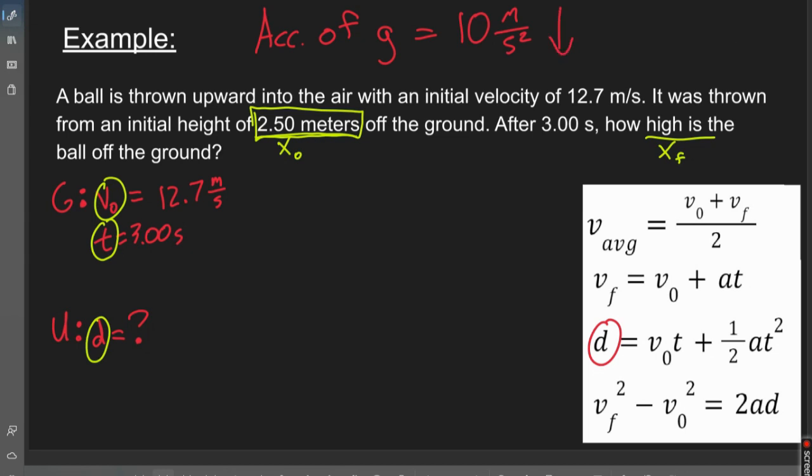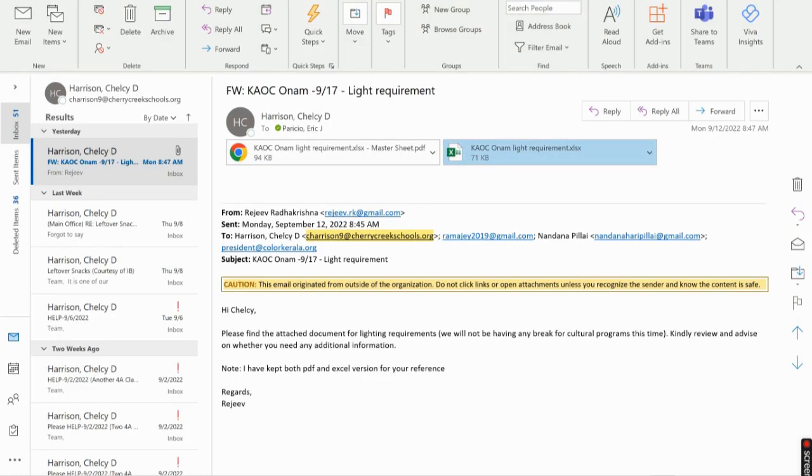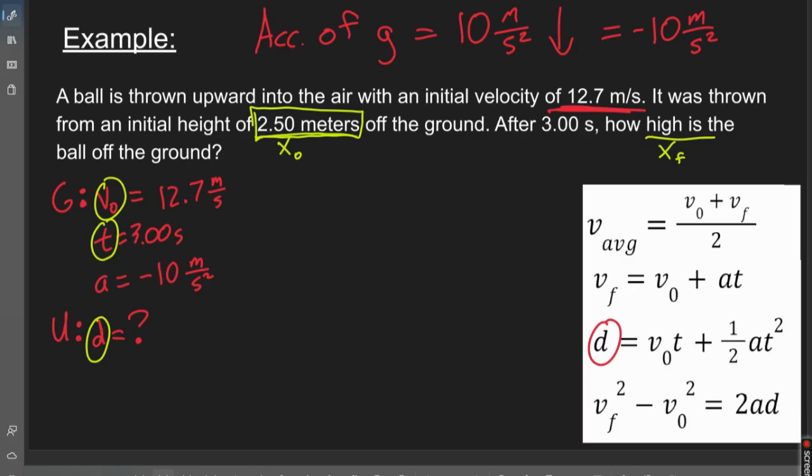Now, it's important to say down because, right, we just get to decide whether we want to call up positive or down positive. Well, we throw something up, so let's call up positive. So that means that since this is down, this has to be negative 10 meters per second squared. All right, so our acceleration due to gravity, negative 10 meters per second squared. All right, so now, oh goodness sakes, now we have our fourth variable. Okay, so we have V naught, t, a, and d.